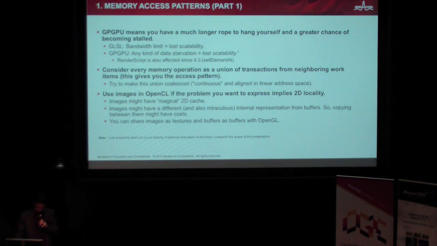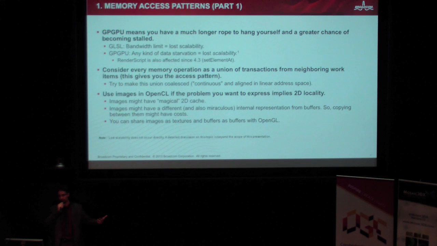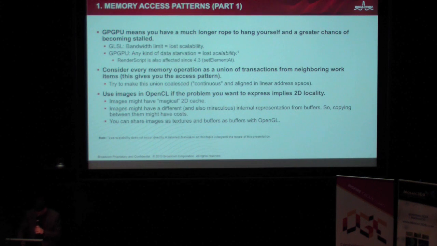There's also one thing you should keep in mind: if you want to use OpenGL sharing, then you can share images with textures and buffers with buffers, and there is no interaction between the two distinct categories. And it can be important, because if you are outputting a texture, then you should use images. However, even if you're outputting a pixel buffer object, it doesn't matter if you could profit from two-dimensional locality. Because it's a buffer, you should still keep using buffers.